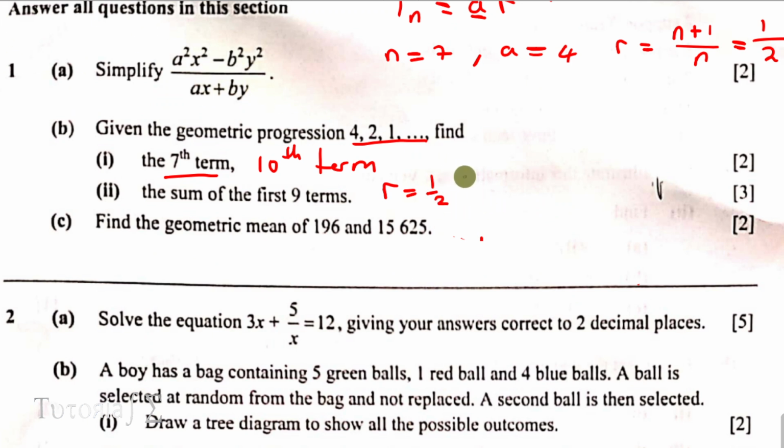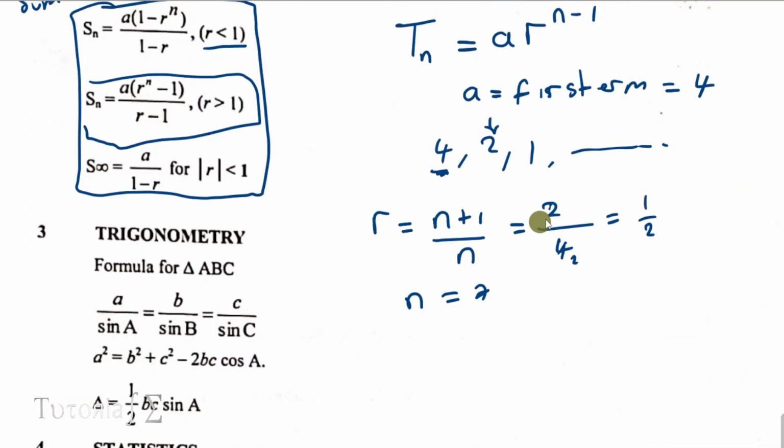So is 1 over 2 bigger than 1 or less than 1? So we see that 1 over 2 is less than 1. So in this case, our r is less than 1. Now, there are formulas here. You know that for r that is less than 1, this is the formula that you use to find the sum of the nth term. If our r was greater than 1, let's say 2 and so forth, we would use this formula.